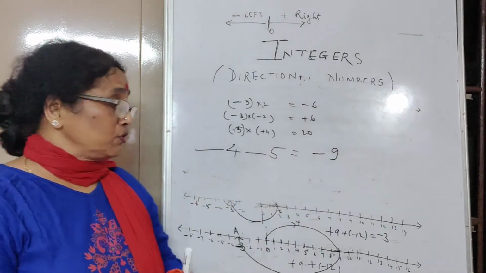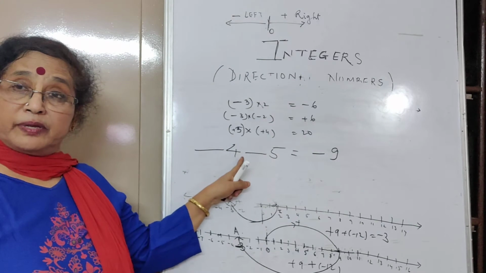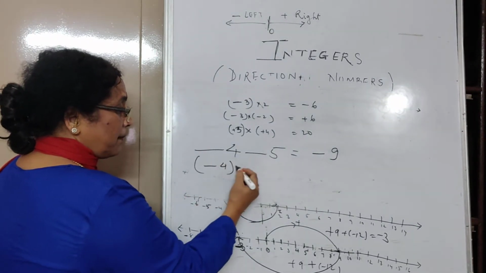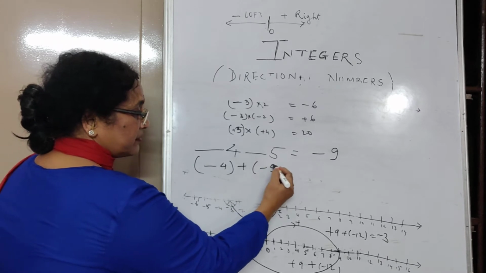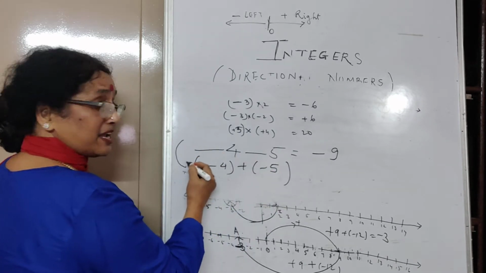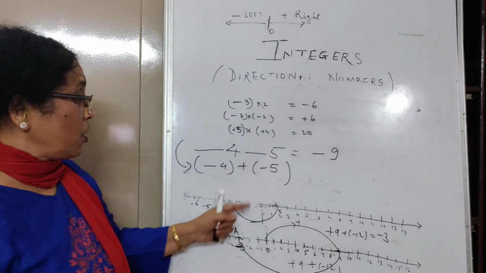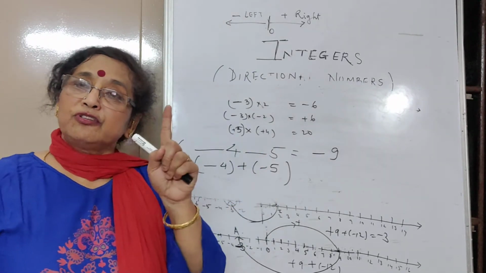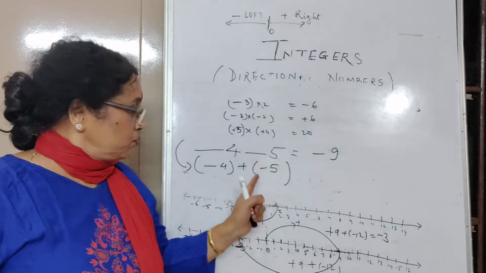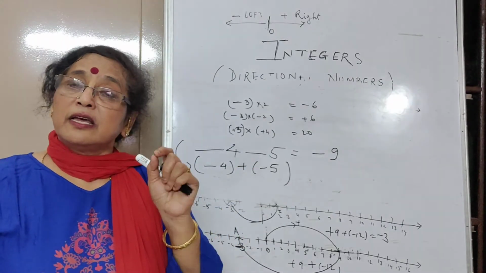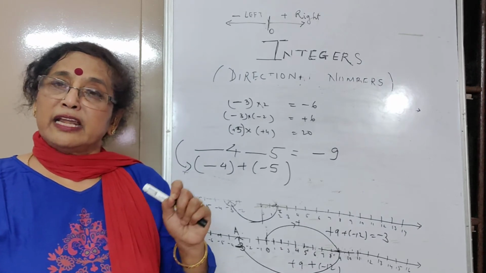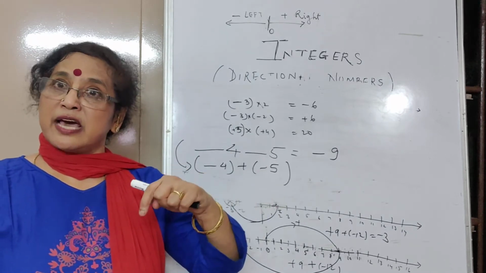Now you see there's no multiplication sign. This is the same as minus 4 plus minus 5. These two are the same, okay? Because plus, minus, two signs side by side, you have to change them to one sign. And two signs side by side means the indication is multiplication. And in the number line, reverse the direction.